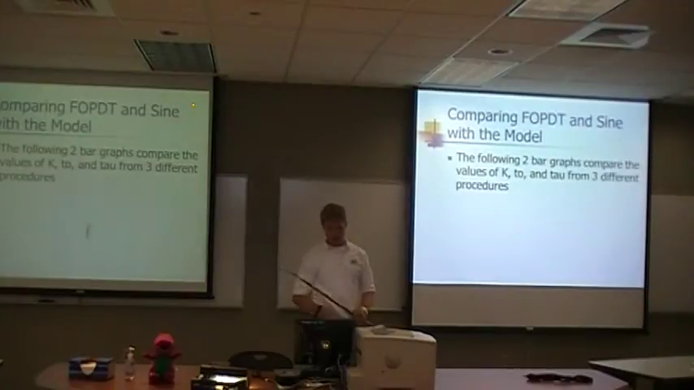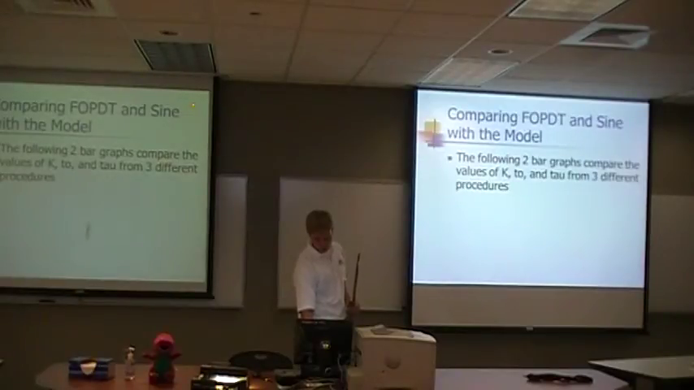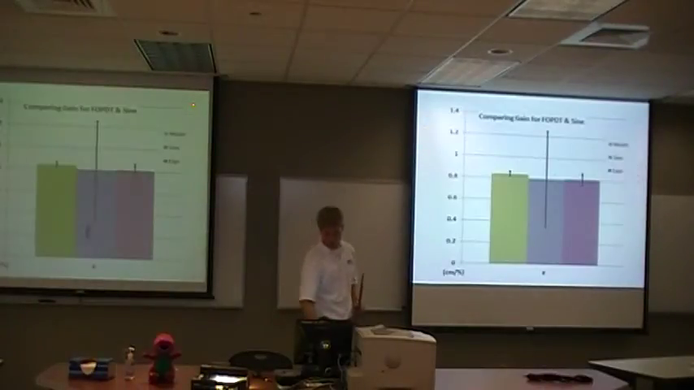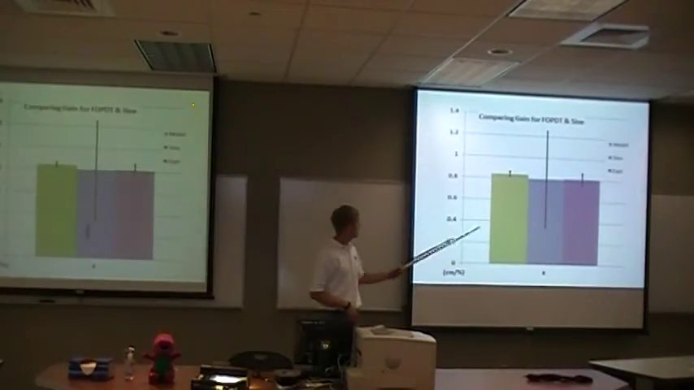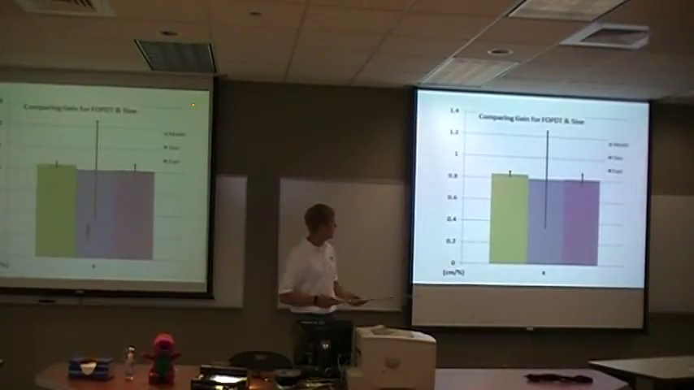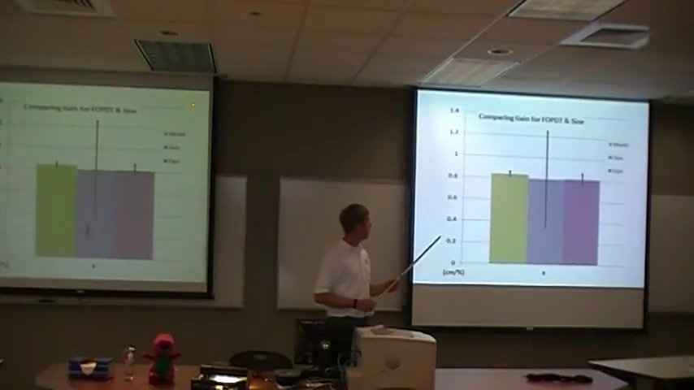The following two graphs compare the K, the dead time, and the tau, or time constant, for three different procedures or experiments. The K value is averaged around 0.8, which is consistent with the model, the sine, and the FOPDT step experiment.